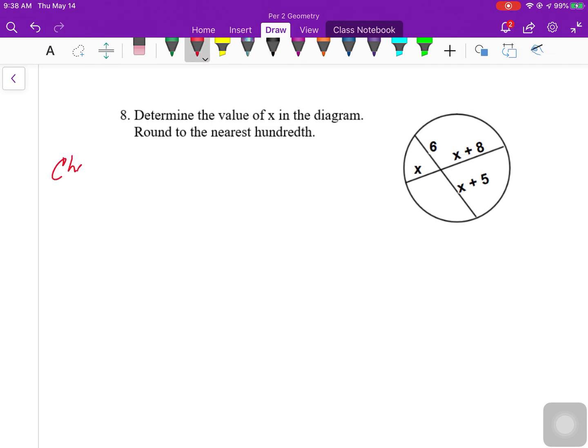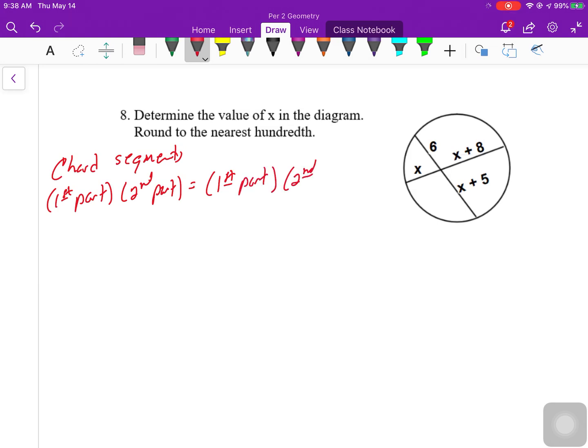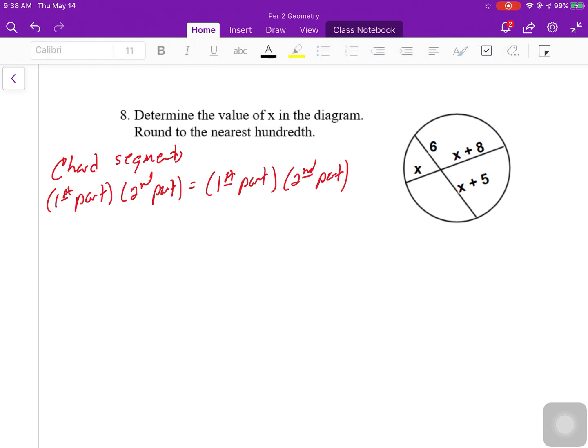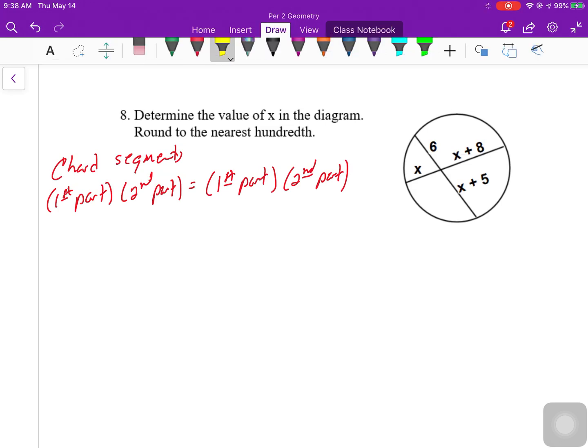Let's try another of these chord segment problems. So in this one, we once again have our chord segments. And that means we will follow the same pattern we just reviewed. First part times second part equals first part times second part. It makes no difference which one you start with. So I'm actually going to start with this one right here.